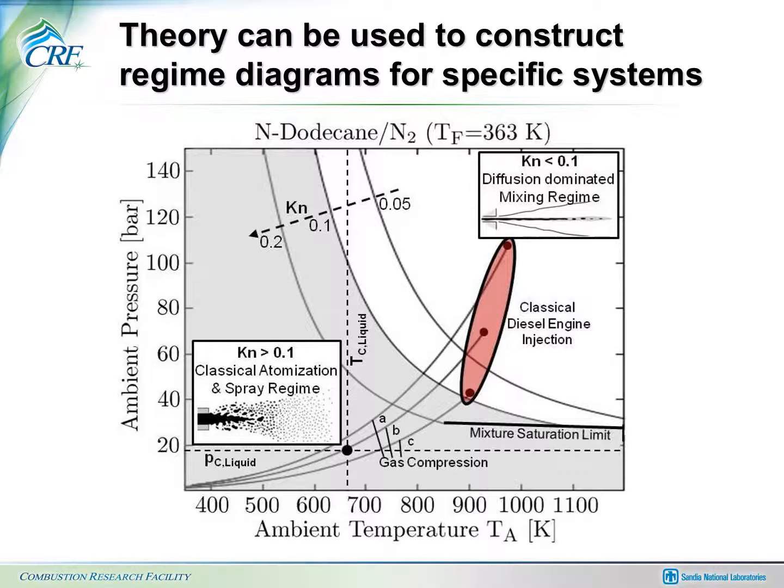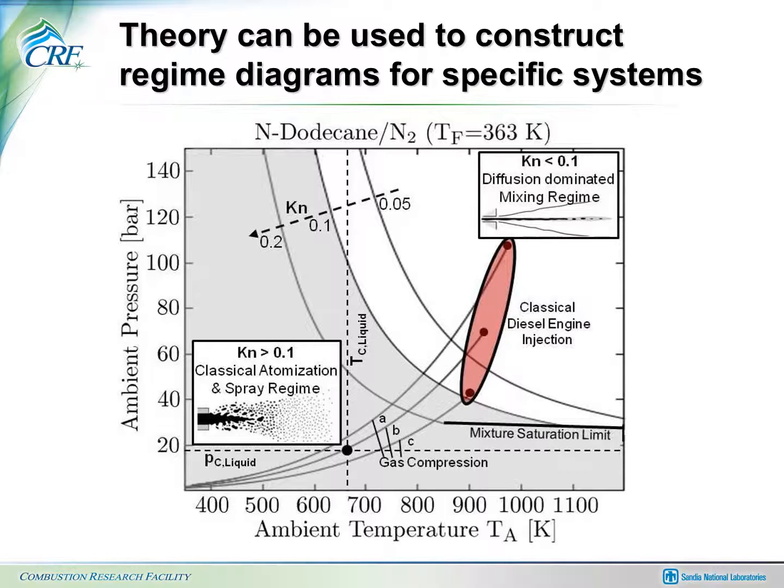So what the theory also lets us do is to look at this problem from the standpoint of a regime diagram. And that's what this plot is intended to show. So here we have n-dodecane. It's assumed that it's being injected at a temperature of 363 Kelvin into nitrogen. And we're looking at what happens over a range of typical ambient temperatures and pressures. And superimposed on this plot are representative Newton number contours.